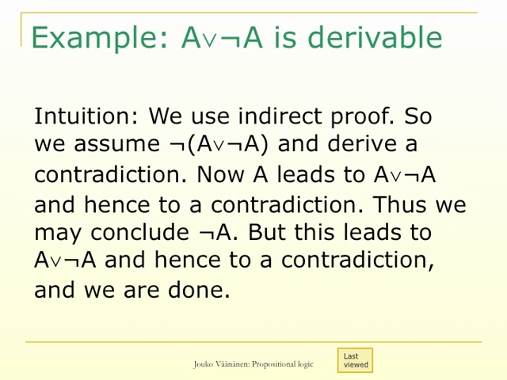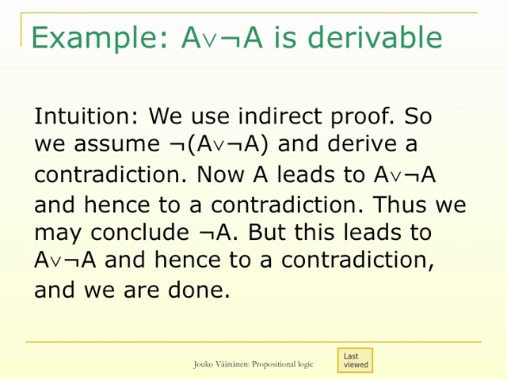A or not A is derivable. This is the so-called law of excluded middle. The intuition is that we use indirect proof. So we assume the negation of our claim, that is negation left parenthesis A or not A right parenthesis, and derive a contradiction.